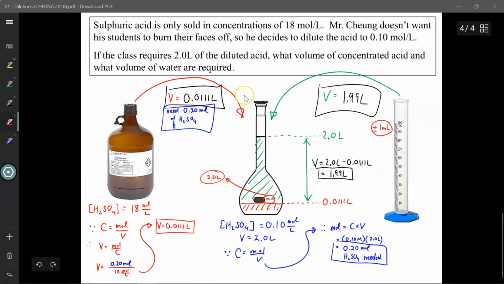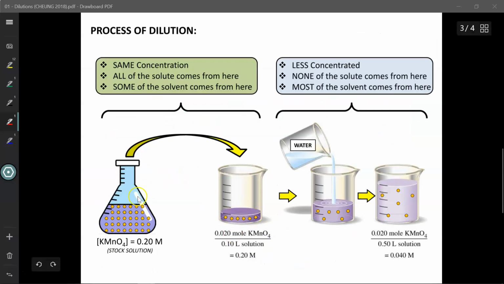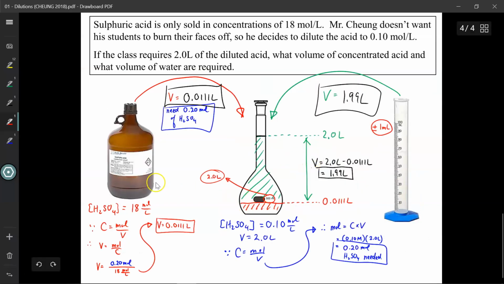Like I said, I like to organize these calculations. Don't go and draw nice pretty pictures, that's a waste of time. Just draw a little box to represent each of these. But again, remember that all of your solute comes from this step. None of the solute comes from here. While some of the volume comes from here, most of the volume comes from here.